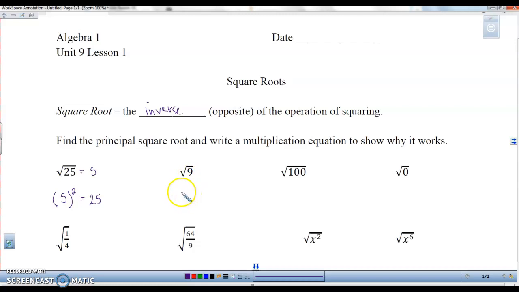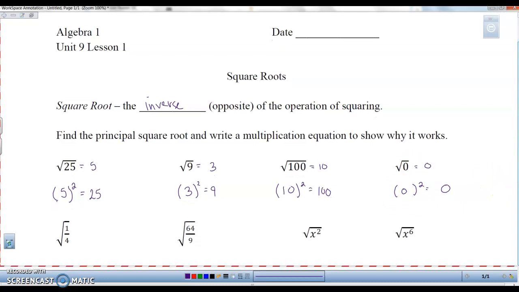Okay, the square root of 9. What they want to know is what number was squared to give you 9. Well, what times what gives you 9? That would be 3. So the square root of 9 is 3. All right, the square root of 100. What number squared gives you 100? Well, that would be 10. Okay, what number squared gives you 0? Well, that would be 0. 0 squared is 0. So there we go.